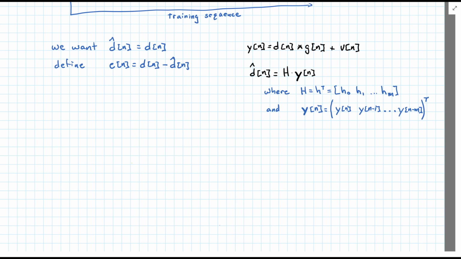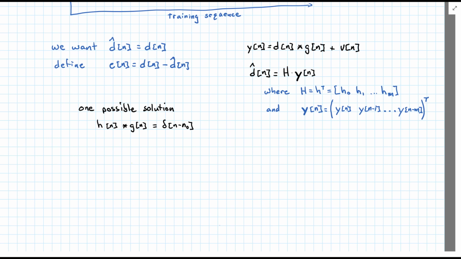Well, what can we do to solve this? Here's one possible solution. We could somehow choose h so that when h is convolved with g, we get a delta function.